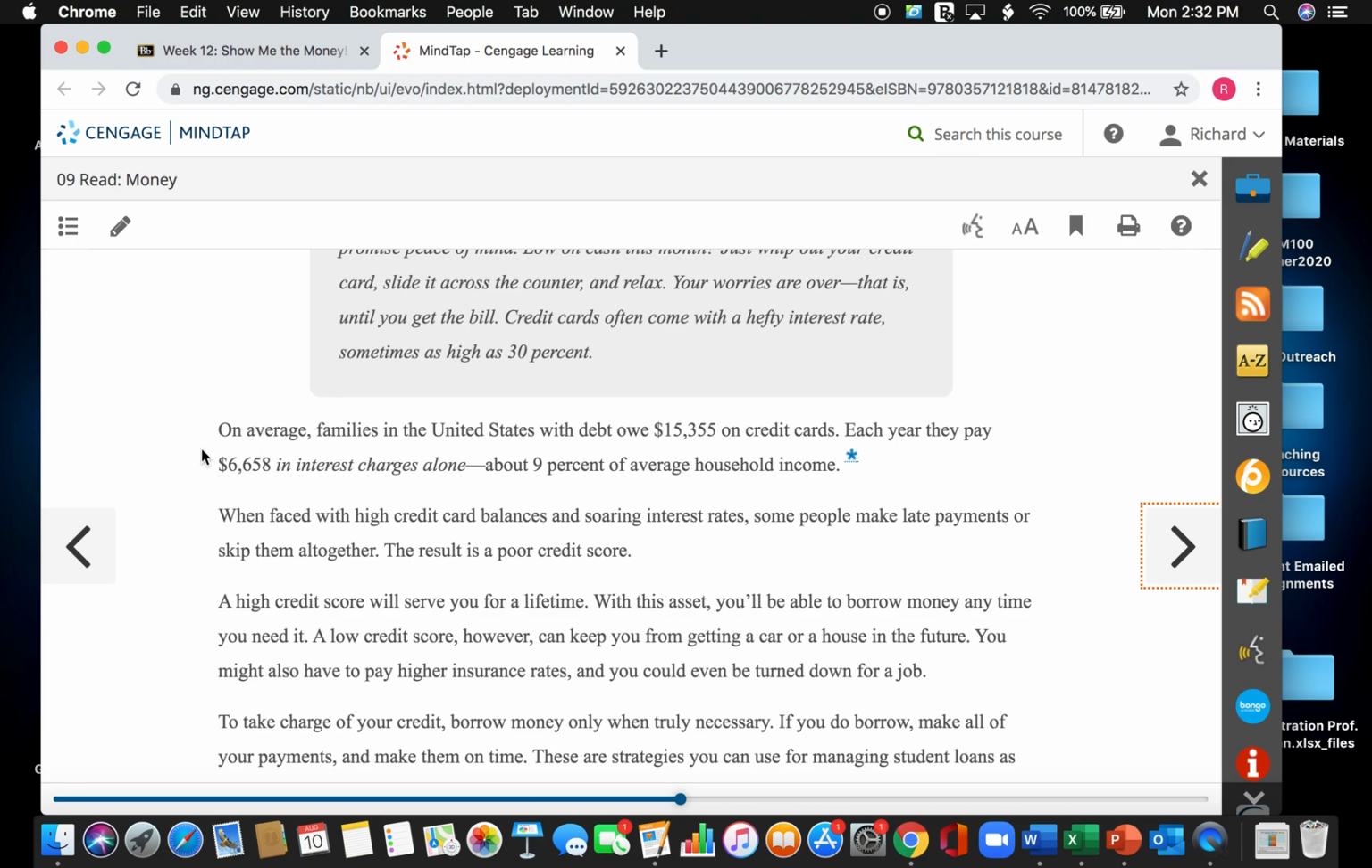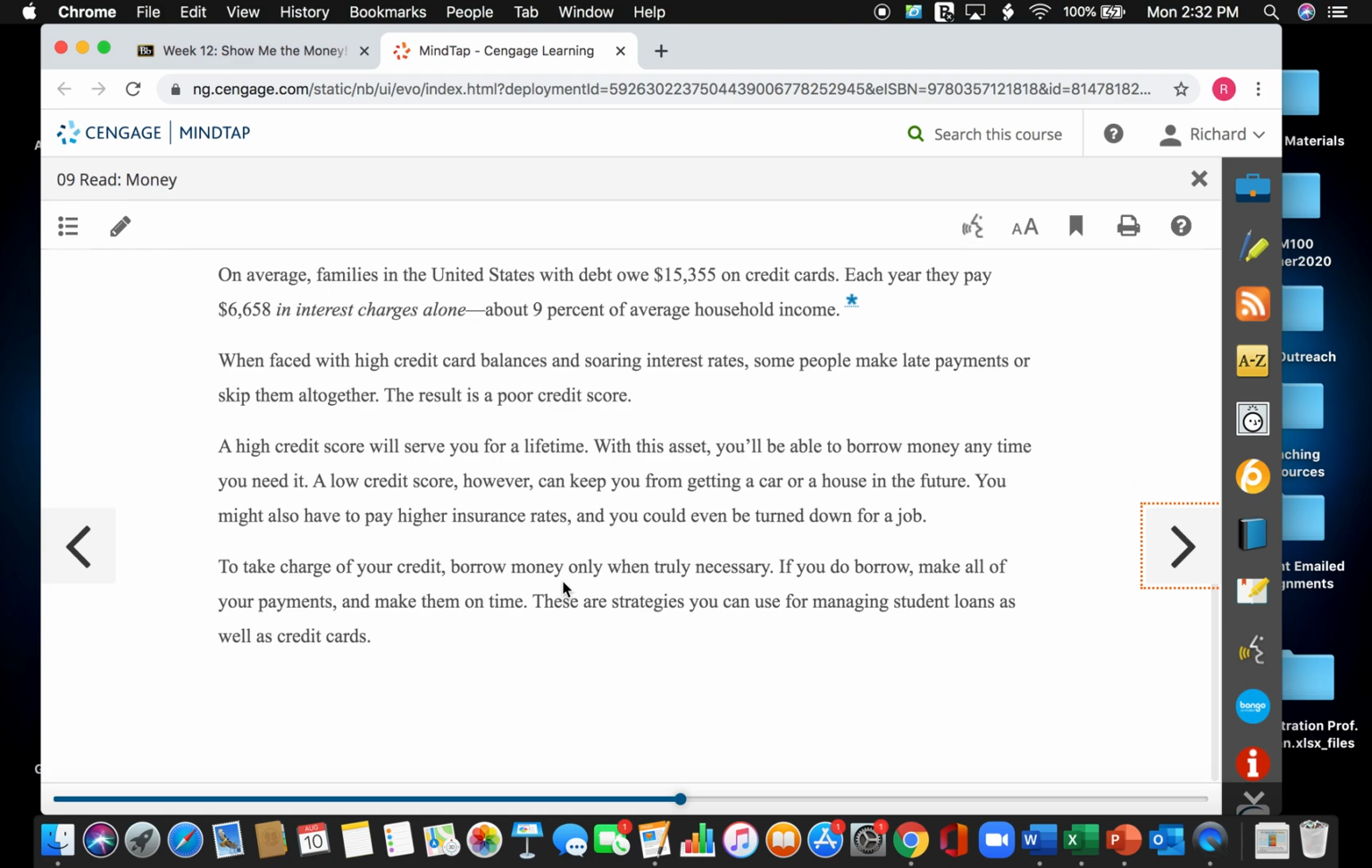When faced with high credit card balances and soaring interest rates, some people make late payments or skip them altogether. The result is a poor credit score. A high credit score will serve you for a lifetime. With this asset, you'll be able to borrow money anytime you need it. A low credit score, however, can keep you from getting a car or a house in the future. You might also have to pay higher insurance rates, and you could even be turned down for a job. Believe it or not, some jobs do ask for a credit score, and if it's not a respectable or an okay credit score, you may not even get that job.